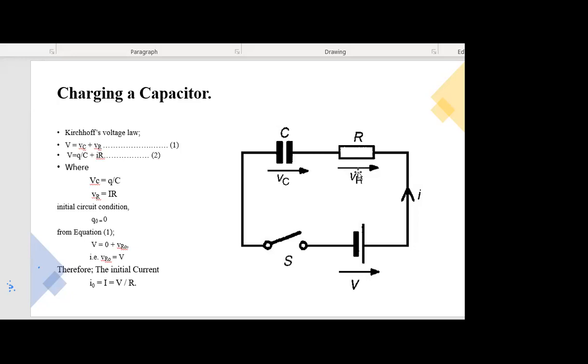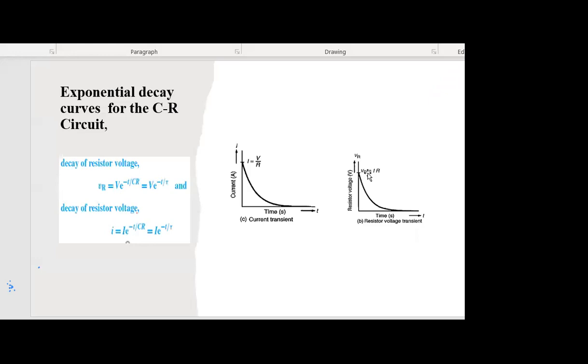But then what about the voltage across the resistor? The voltage across the resistor starts from up. When you look at the curve here, it will start from up, then the voltage will drop over time. At steady state, it will be 0, so the voltage will come to 0 also.